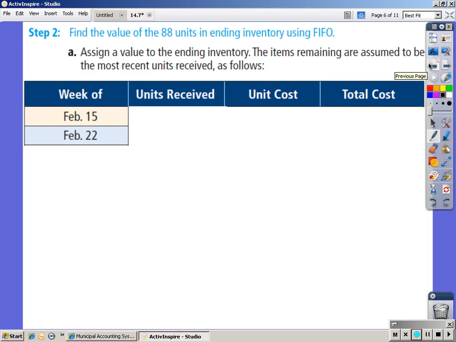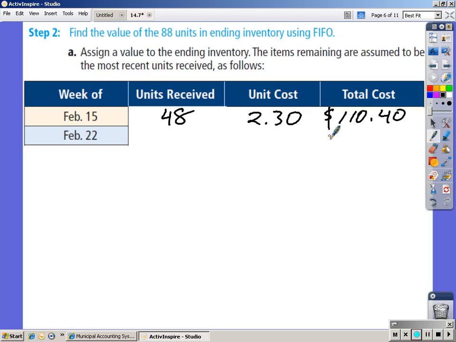Okay? So step 2. All right. On February 15th, we had 80 units come in. We only sold 32 of them. So 80 minus 32 means we had 48 units that we did not sell on February 15th. Okay? That was still at the price of $2.30, which comes from the table on 536. Okay, so 48 times 2.30 is $110.40.